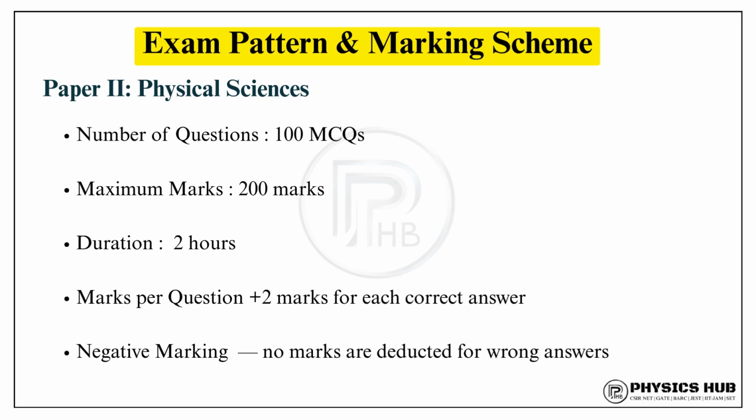The KSET exam consists of two papers. Paper 1 is general paper. About this already discussed in previous video. In this video, we will discuss the paper 2, that is physical science. Here, the number of questions is 100, that is in the form of MCQs, and the maximum marks is 200, means each question carries 2 marks, and the duration of exam is 2 hours.